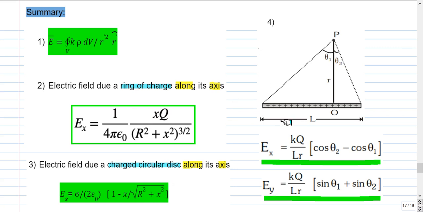For a line charge of finite length capital L, the electric field at a point P, which is at a distance r, and the ends make an angle theta 1 and theta 2. The electric field in the x direction is along the length of the line segment, and y direction is vertically upwards. So the electric field in the x direction is kq by L, 1 by r into this factor cos theta 2 minus cos theta 1, and electric field in the y direction is k lambda, where lambda is q by L, and then 1 by r into this factor sin theta 1 plus sin theta 2.